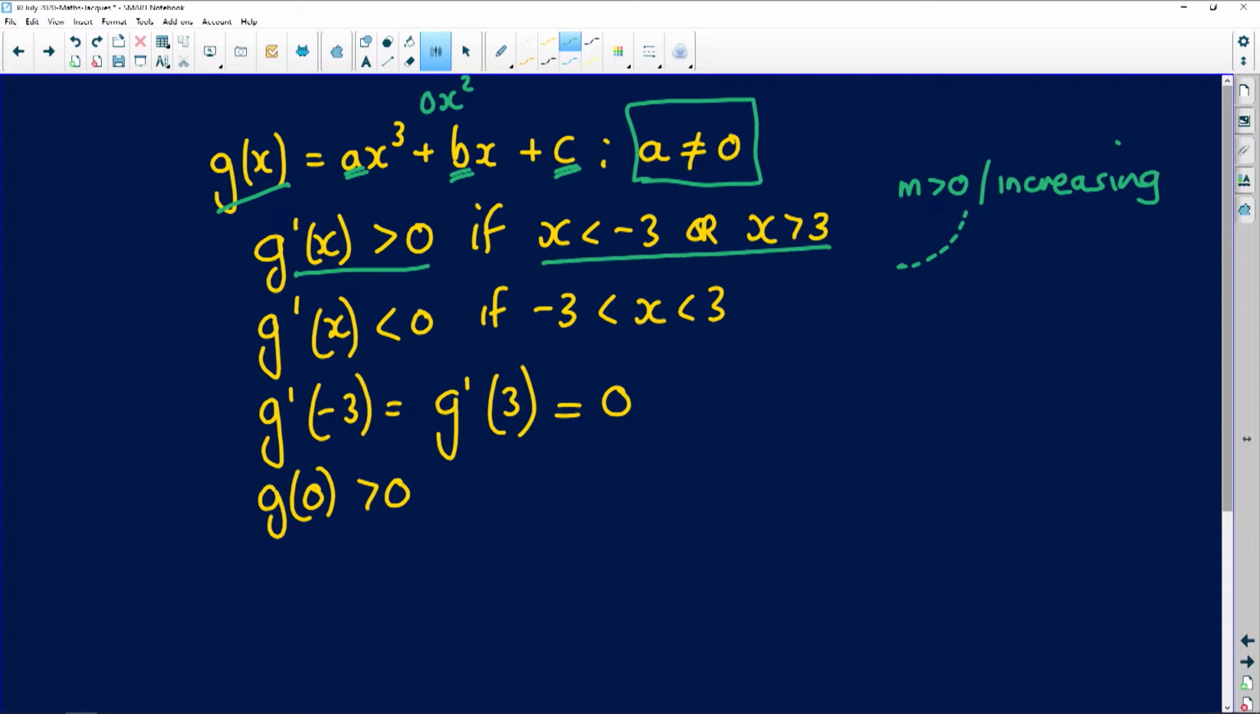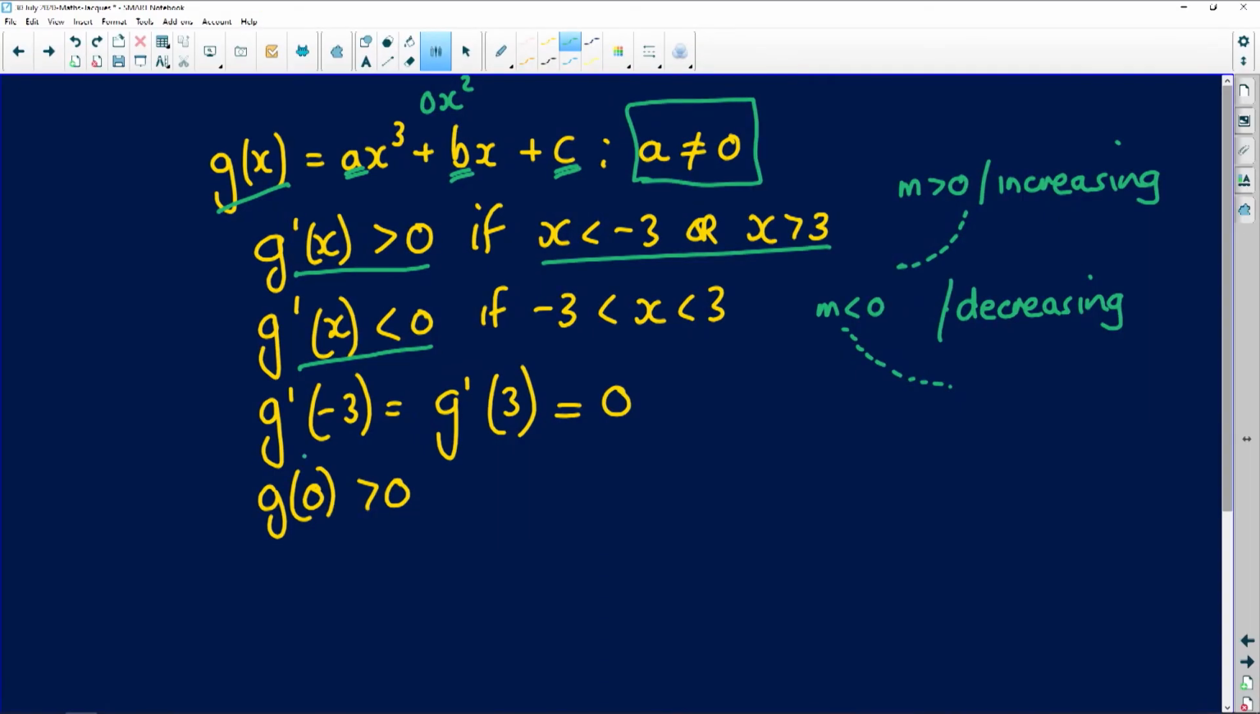It's increasing over there. Then the derivative is negative. The gradient, in other words, is negative, so the function will be decreasing. And they also tell us that it is decreasing between -3 and 3. Now that must mean something, folks.